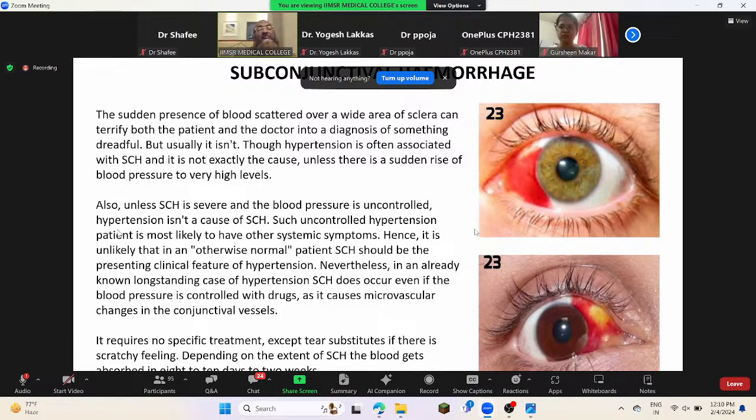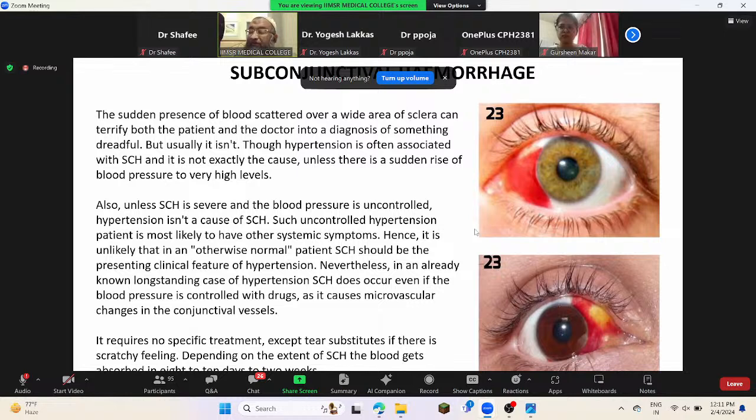Such an uncontrolled hypertension patient is most likely to have other systemic symptoms. Hence, it is unlikely that in an otherwise normal patient, SCH should be the presenting clinical feature of hypertension. Nevertheless, in an already known long-standing case of hypertension, subconjunctival hemorrhage does occur even if the blood pressure is controlled with drugs, as it causes microvascular changes in the conjunctival vessels. It requires no specific treatment except tear substitutes if there is a scratchy feeling.